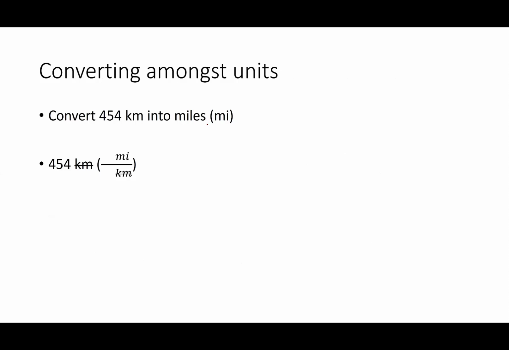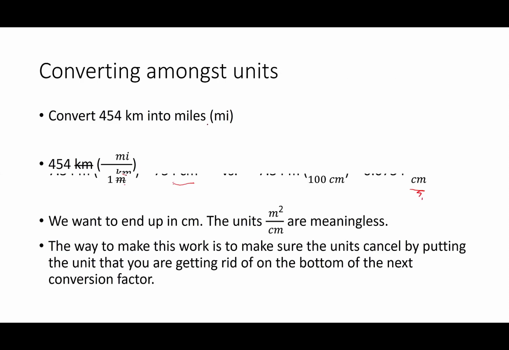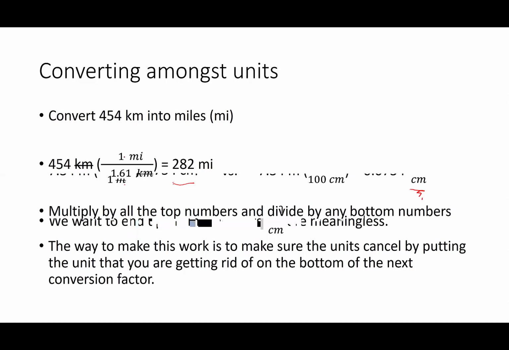And without putting in any numbers, we can see when we do this, we get kilometers times miles divided by kilometers. So kilometers cancel out, and you're left with miles. Here's a conversion factor. For every 1 mile, there's 1.61 kilometers. So that's our conversion factor. We plug it in. Carry out the math. Again, we multiply all the top numbers and divide by each bottom number, okay? So that's 454 times 1 divided by 1.61, and you get 282 miles, okay?